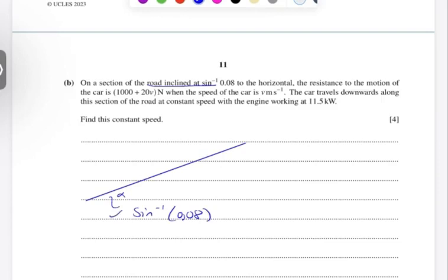So my alpha is equal to that. If I just were to rewrite this, sometimes I like to do that. Okay, 0.08. The resistance to the motion of the car. All right, so now we're given the resistance, but the resistance is determined by the velocity.